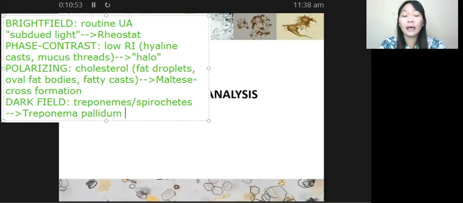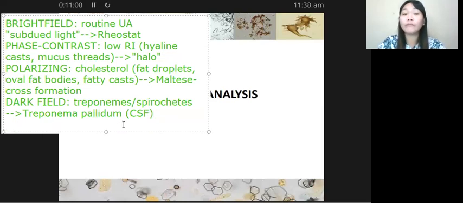Okay, so take note also that our treponemes or our spirochetes, particularly your Treponema pallidum, is demonstrable only in your cerebrospinal fluid. That's why I said you have to put an asterisk on your dark field microscope, because we are not talking about your urine sample here. We are talking about your cerebrospinal fluid in which we are able to demonstrate your treponemes or your spirochetes.